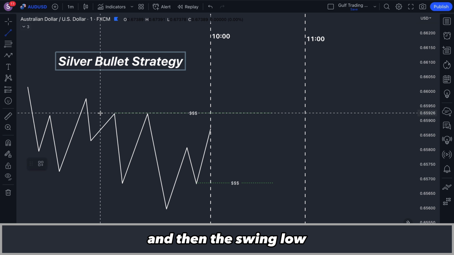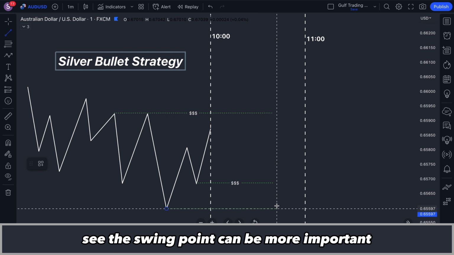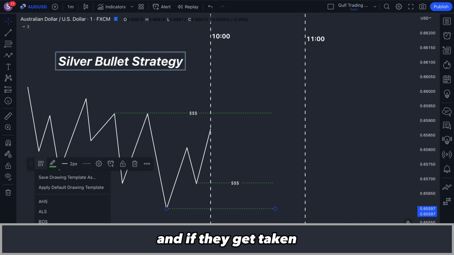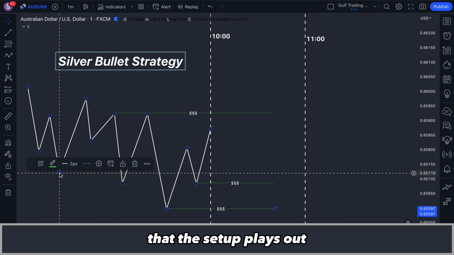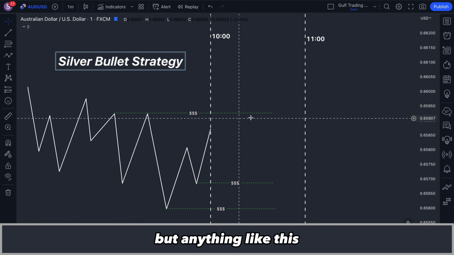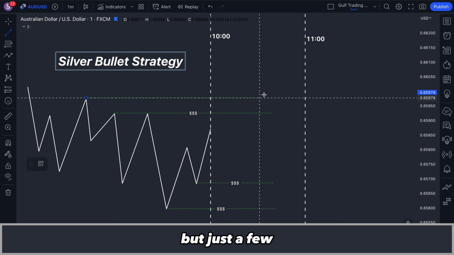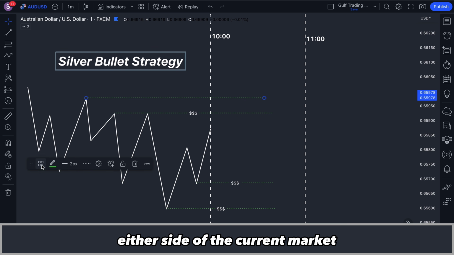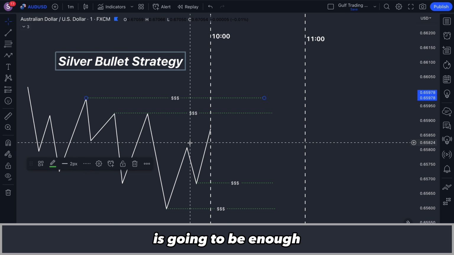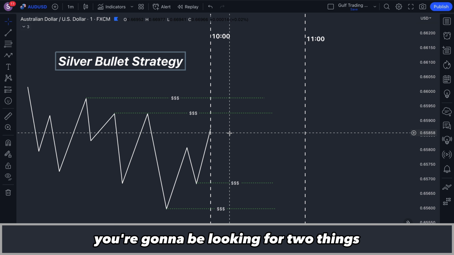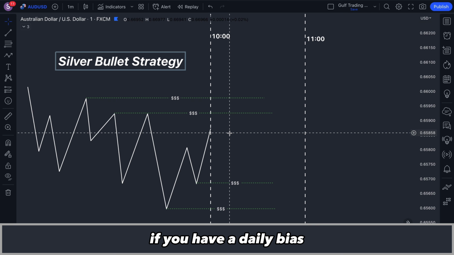And then the swing low, see the swing points are going to be more important, and if they get taken, there's going to be a high probability that the setup plays out. But anything like this, you can mark up as much as you want going back, but just a few either side of the current market is going to be enough. And so then once this happens, you're going to be looking for two things. If you have a daily bias, obviously you can use that, but you don't need a daily bias.